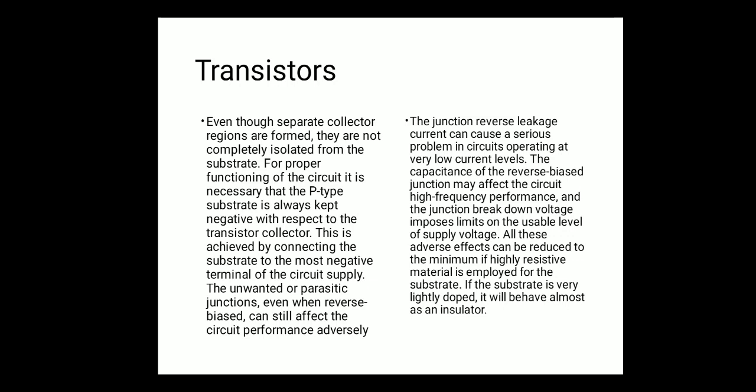The other problem in a transistor is the junction reverse leakage current. This junction reverse leakage current affects the circuit's high frequency performance and the junction breakdown voltage. Then, if the substrate is very lightly doped, it will behave mostly as an insulator.